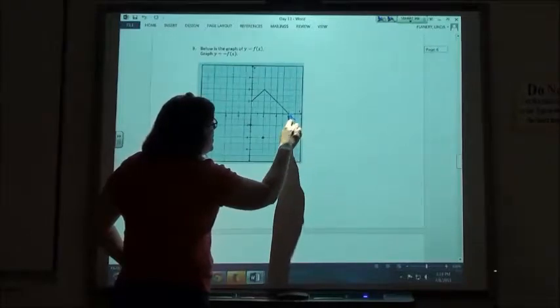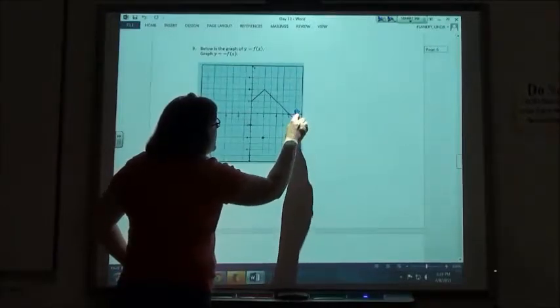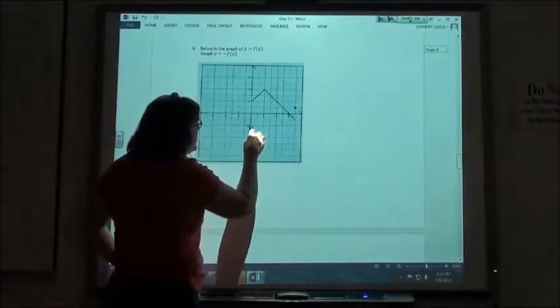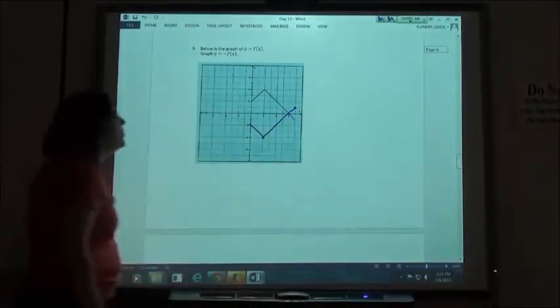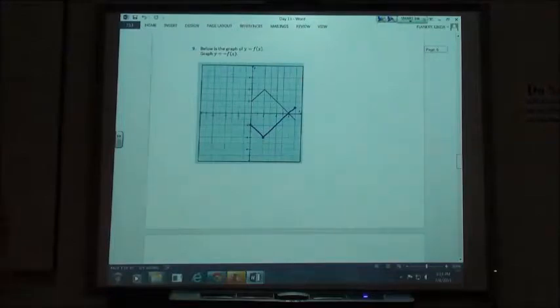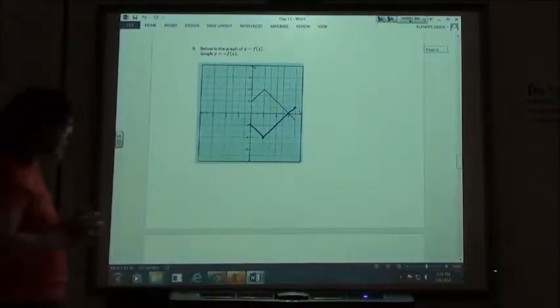And this one here is going to be in the same spot. That one's going to go up there. So it's going to go down and then go back up and look something sort of like that. So if the negative's on the inside with the x, it goes across the y-axis. If it's on the outside of the f of x, then it goes across the x-axis.